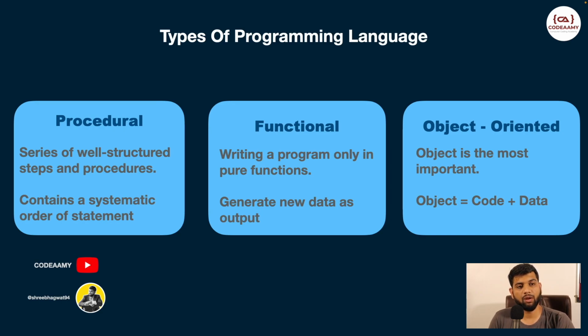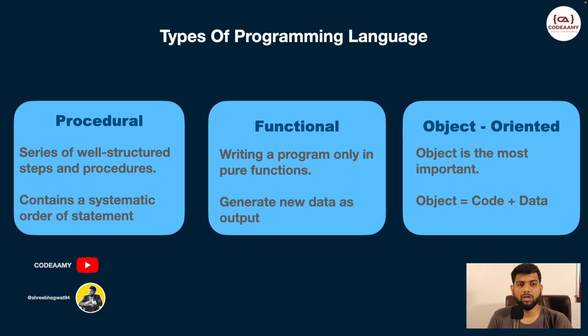The procedure should be: take number 1, take number 2, add these two numbers, and then display the answer. So this is a procedural step-by-step way how we can do this task. The same concept is followed in procedural programming language. Then comes functional programming language.